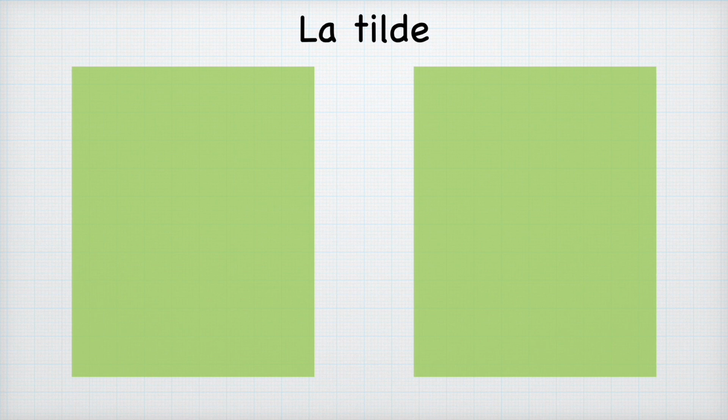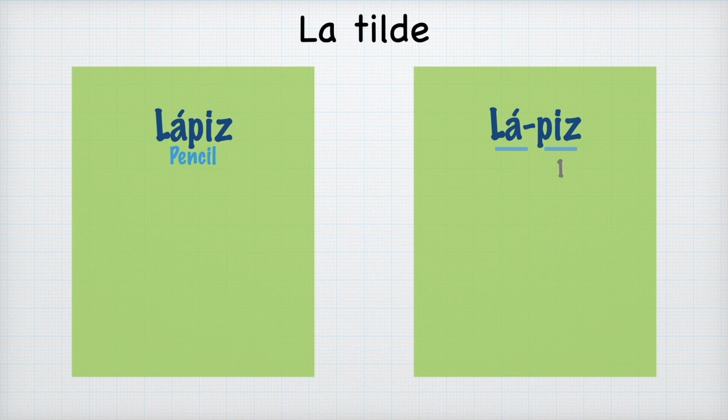But because of the accent, the stress is not on the last syllable. So we will pronounce them differently. We have lápiz. It means pencil. So we have our syllables, and we have the accent on the first syllable as shown on the screen. And that's what we're going to stress. Lápiz. Otherwise, it would have sounded like lapíz. And it's completely different.